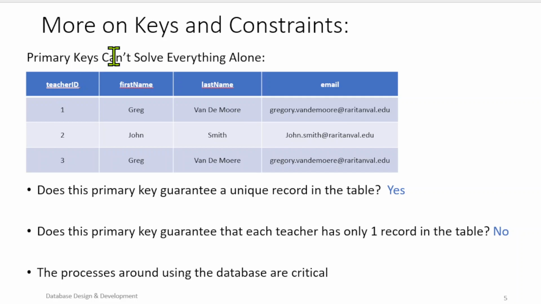All right. Primary keys can't solve everything alone. Does this primary key right here guarantee a unique record in the table? Yes. Does the primary key guarantee that each teacher only has one record in the table? No. The processes around using databases are critical. So we've got a teacher's name being used twice here in the system, which we didn't want, but we were relying on the primary key. We gave them a new primary key. So we effectively have the same teacher with two different IDs, which we definitely don't want. And that would not work.